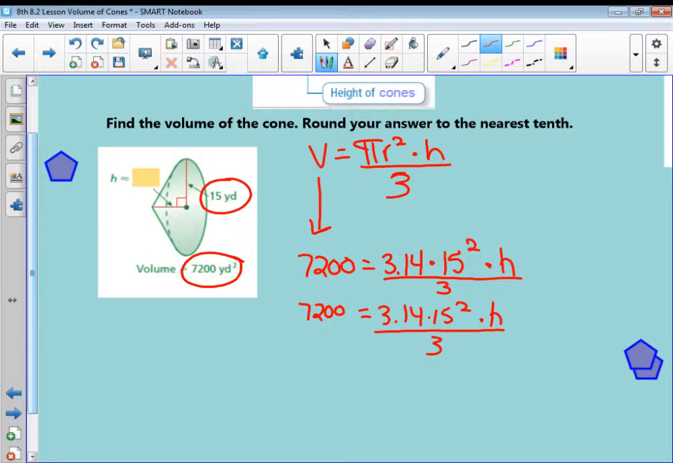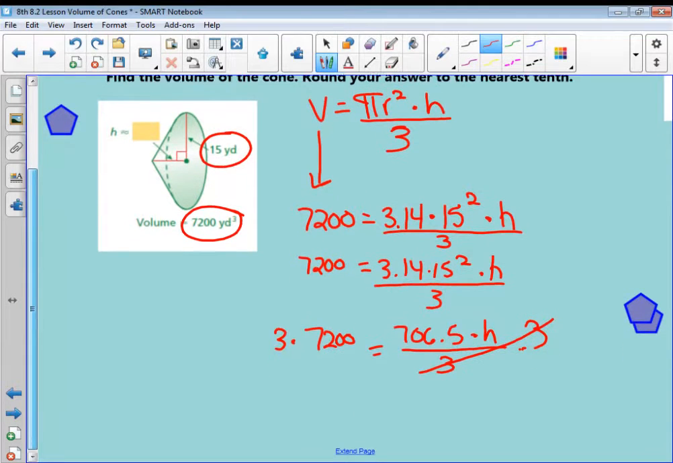So I'm going to go ahead and do my 3.14 times 15 squared. So 15 times 15 is 225 times 3.14 gives me 706.5 times the height divided by 3 equals 7,200. Now I could divide that 706.5 by 3, or I could multiply both sides by 3. So I'm going to go times 3 over here. Why? Because 3 over 3 cancels that out.